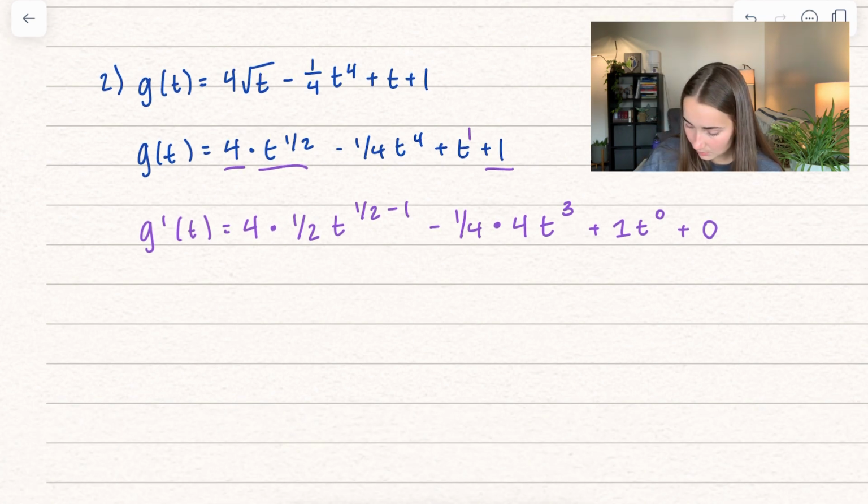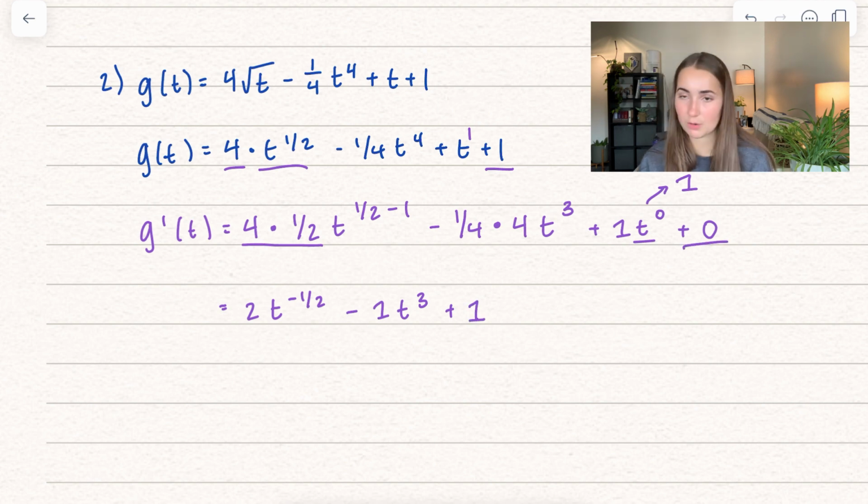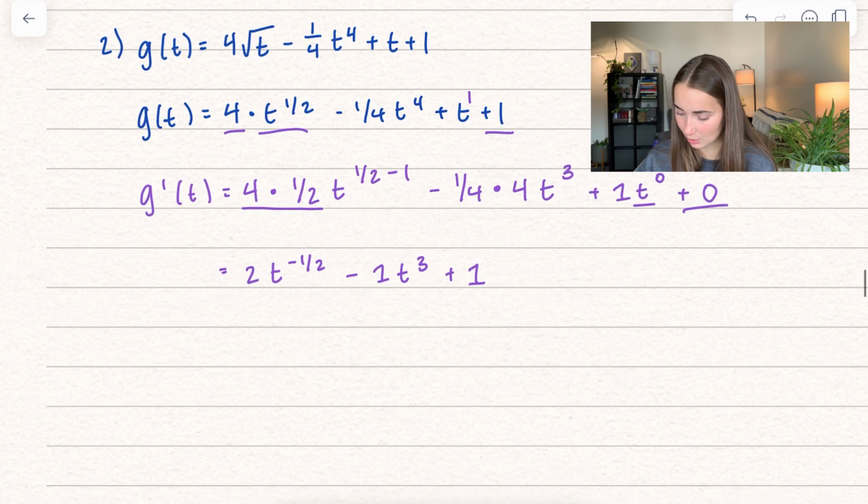Now, if I rewrote this, I get 4 times 1/2 is equal to 2. And now t to the 1/2 minus 1 becomes t to the negative 1/2. Now moving forward, I get 1/4 times 4 is equal to 1, t to the power of 3. Now t to the power of 0, that's just equal to 1. So now I get plus 1 times 1, which is just 1. And then this plus 0, I don't need to write plus 0, so it's just going to go away.